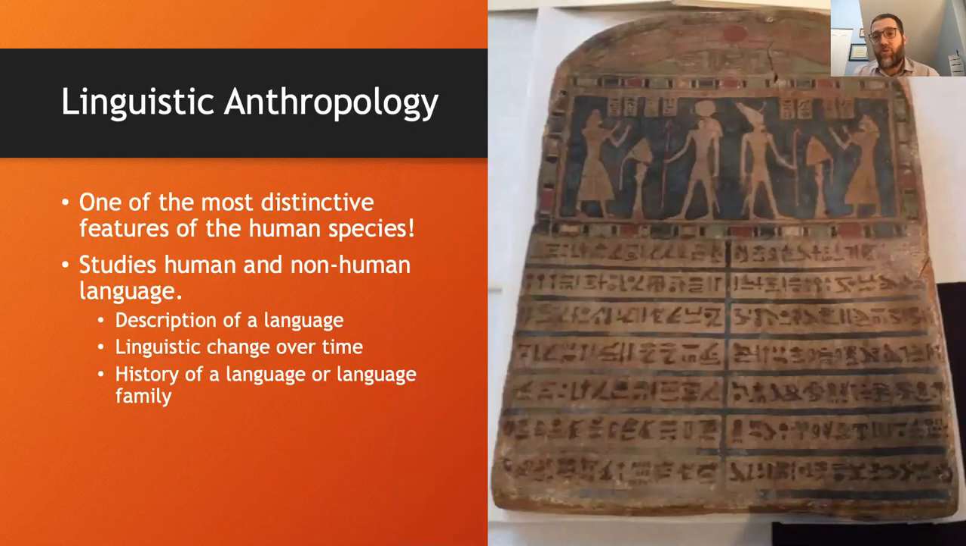So another one of the four fields is linguistic anthropology. We'll be talking about this quite a bit at a later date. Language is one of the most distinctive features of the human species. And linguistic anthropologists study human and non-human language. And there is non-human language, which we will discuss. So they will describe a language, how a language changes over time, and the history of a language or language family.